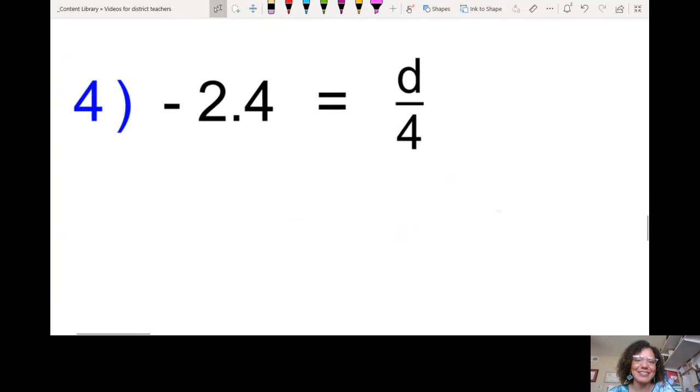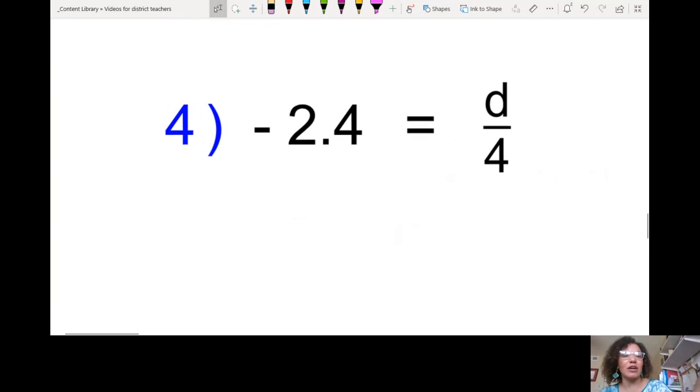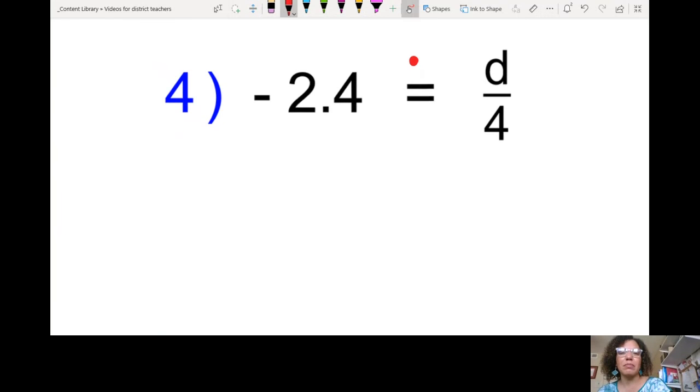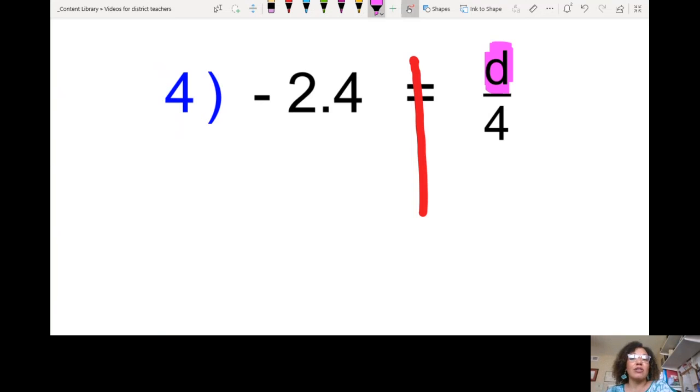Number 4. Number 4, what do I always start off with? We always start off with our brick wall. Oh, come on, there it is. And then what do we do next? Highlight the letter that wants to be by itself. So now that we know it wants to be by itself, the D is right there on the right side. What do I need to get rid of so it can be selfish and be by itself? I need to get rid of the 4, correct?